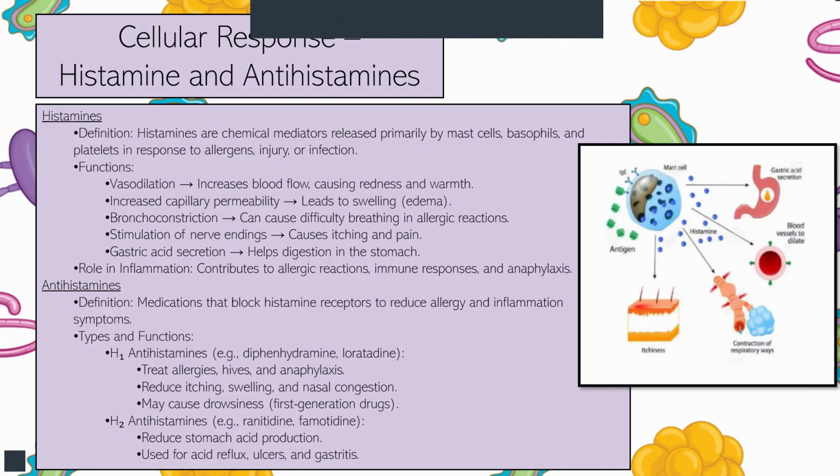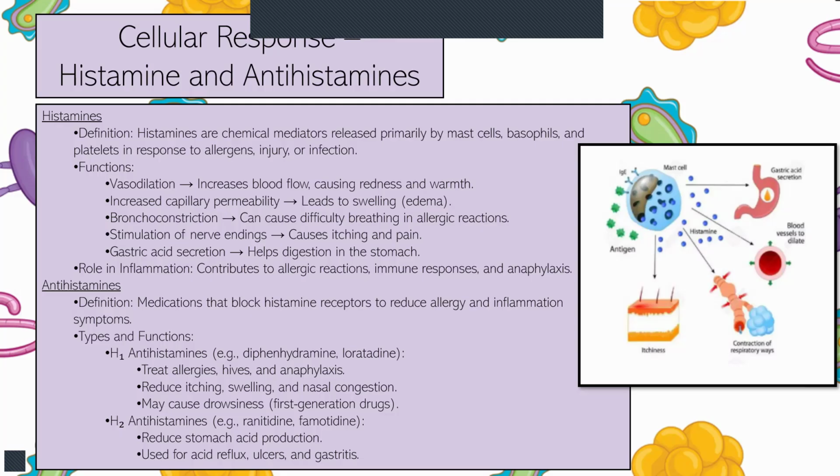Histamines play a crucial role in the body's immune response by acting as a chemical messenger that triggers inflammation when the body detects injury or foreign invaders. They are primarily stored in mast cells and basophils, ready to be released during an immune reaction. Once released, histamines bind to specific receptors on cells, leading to a variety of physiological effects. When histamines interact with histamine 1 receptors, they cause vasodilation, increasing blood flow to the affected area, which results in redness and warmth. They also make blood vessels more permeable, allowing immune cells to move into tissues, leading to swelling.